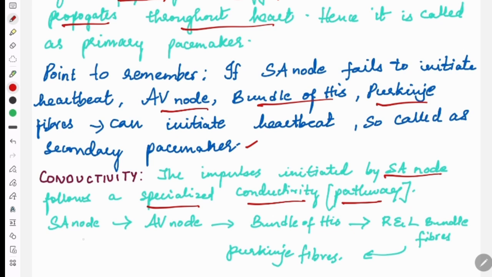Now what is that pathway? The impulse initiated by the SA node reaches the AV node. From the AV node, it reaches the bundle of His. From the bundle of His, it reaches the right and left bundle fibers, and ultimately it reaches the Purkinje fibers, which supply throughout the heart. So this is the pathway of the conducting system of the heart.